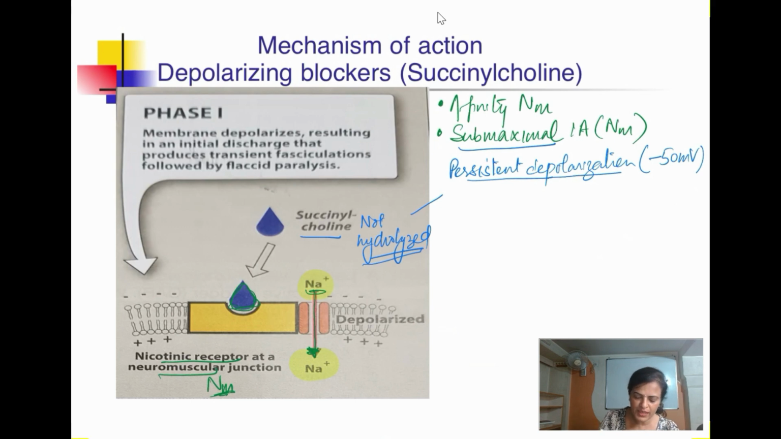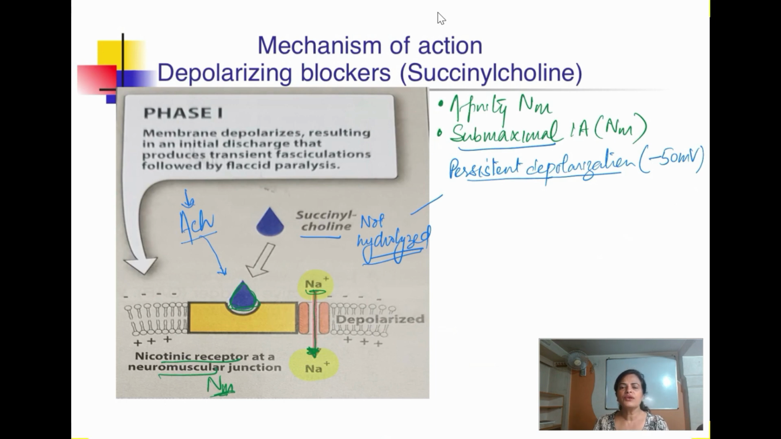Now with the next impulse, the acetylcholine that is released will not bind because there is no repolarization. The membrane is not responsive to this acetylcholine. It won't be able to bind. So there will be no depolarization, no generation of end plate potential, no generation of muscle action potential, and no contraction. So ultimately that leads to flaccid paralysis.